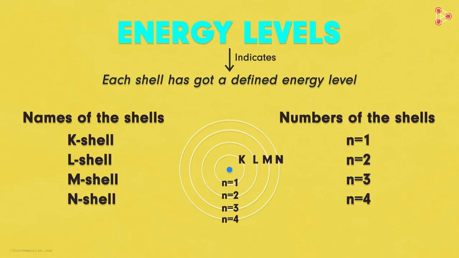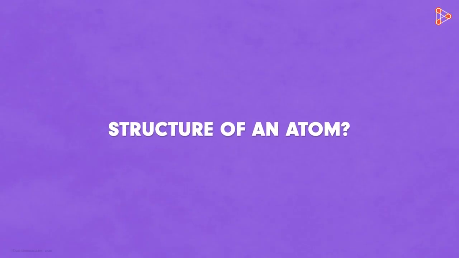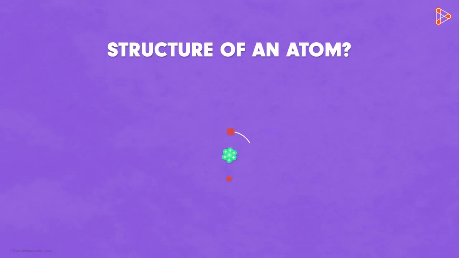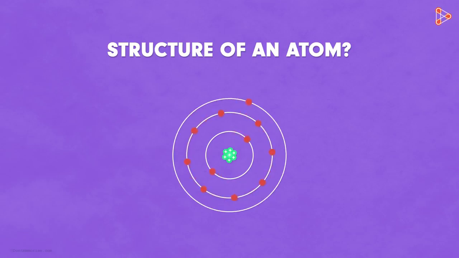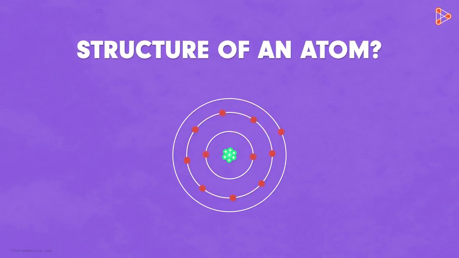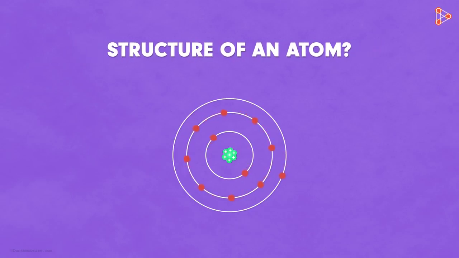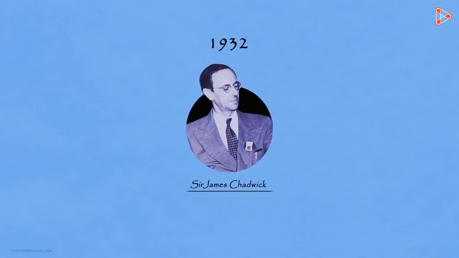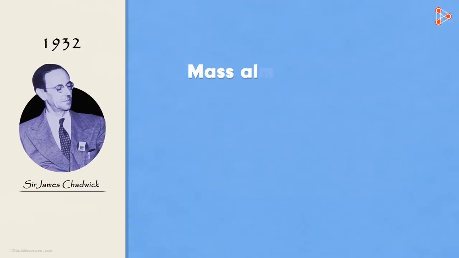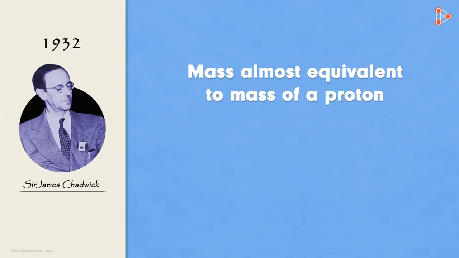With all these theories and points known, do we now know the structure of a typical atom completely? The nucleus contains positive protons and the electrons revolving around in fixed orbitals. Is that how an atom is structured? Not really. We still have one more subatomic particle left. And what and where could it be? Let's find that out. It was around the year 1932 when a famous English physicist, Sir James Chadwick, found the third subatomic particle. He found that the particle had a mass almost equivalent to that of the proton.